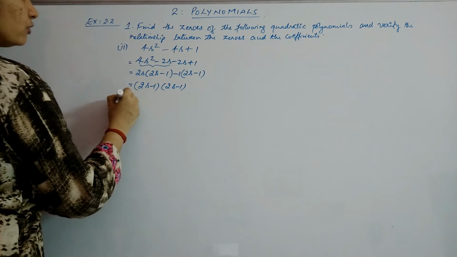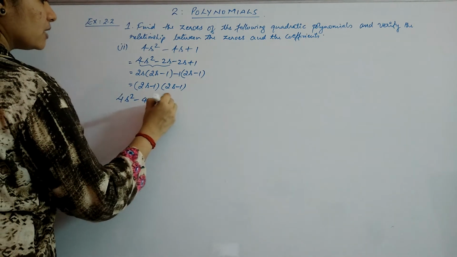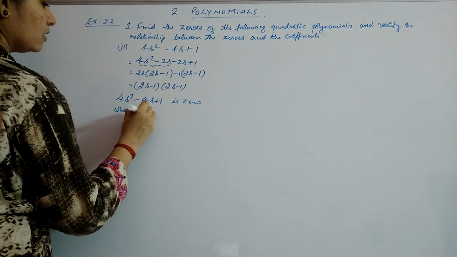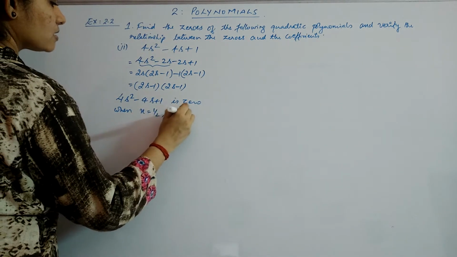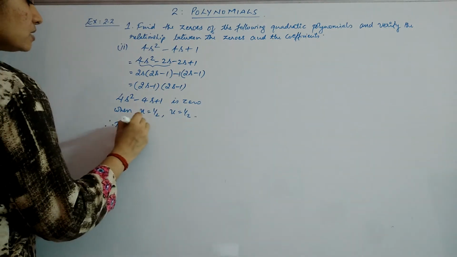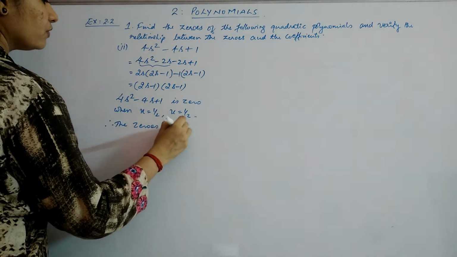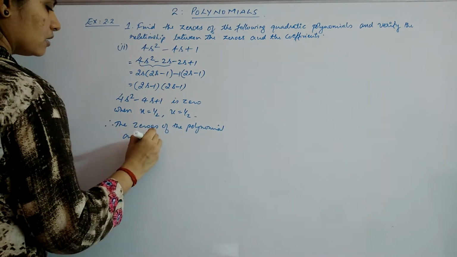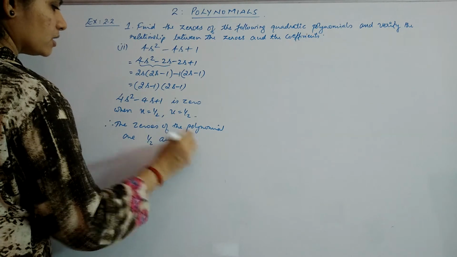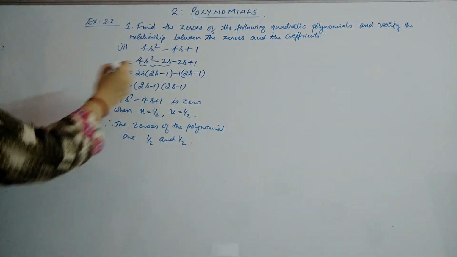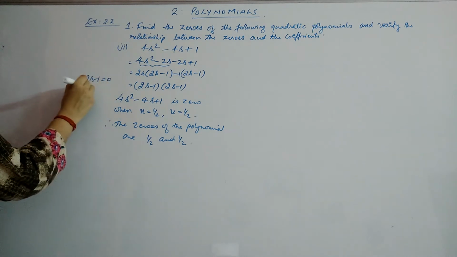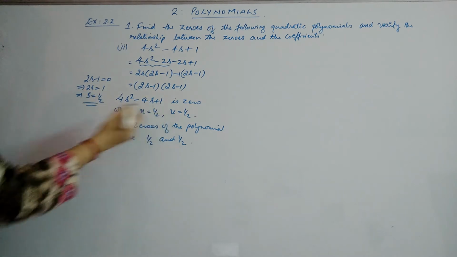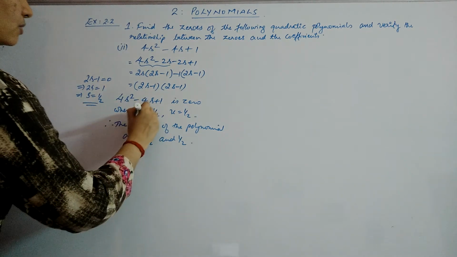Okay. So 4s square minus 4s plus 1 is 0 when s is equal to 1 by 2. Therefore the zeros of the polynomial are 1 by 2 and 1 by 2. We are just equating this 2s minus 1 to 0, so that we get 2s is equal to 1 and s is equal to 1 by 2. This is what we are getting as the value.